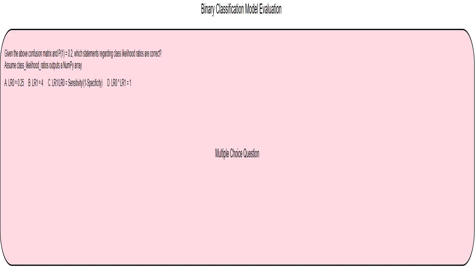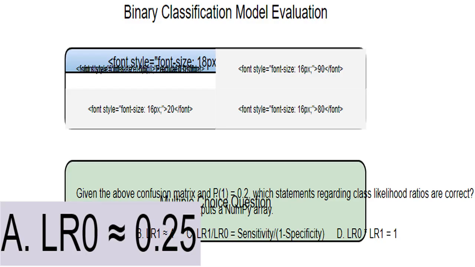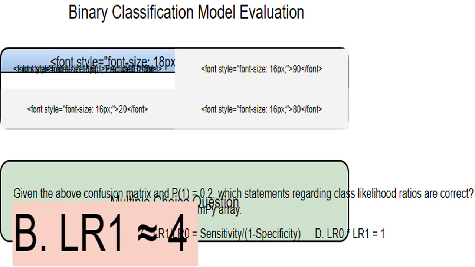This section presents 4 statements about likelihood ratios, LRs, calculated from the confusion matrix, for me to assess. Let's see if I can get them all right. Statement A claims that the likelihood ratio for class 0 is approximately 0.25. I'll calculate this value later to check this statement. Statement B claims that the likelihood ratio for class 1 is approximately 4. Let's calculate LR1 to verify this.